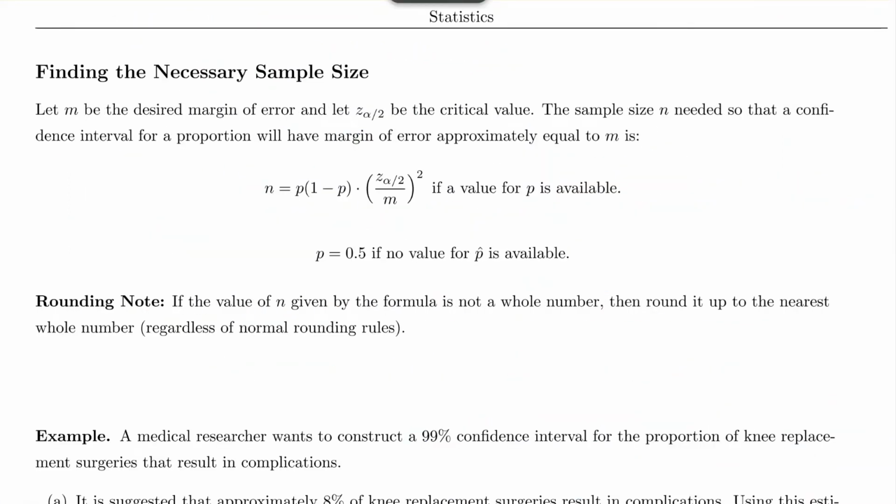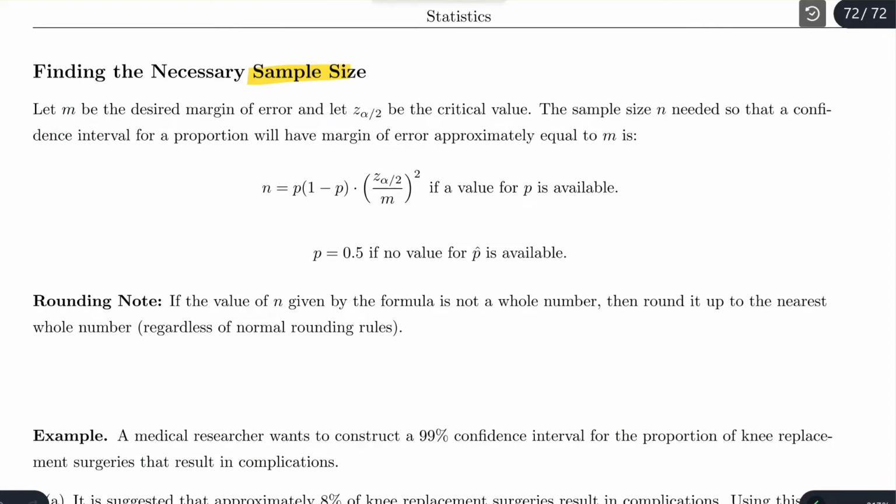Finding necessary sample size. Okay. So let n be a desired margin of error.